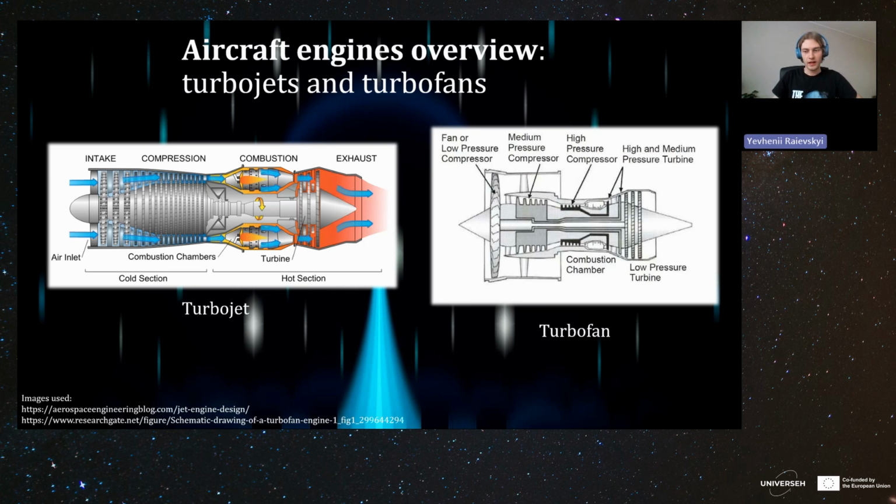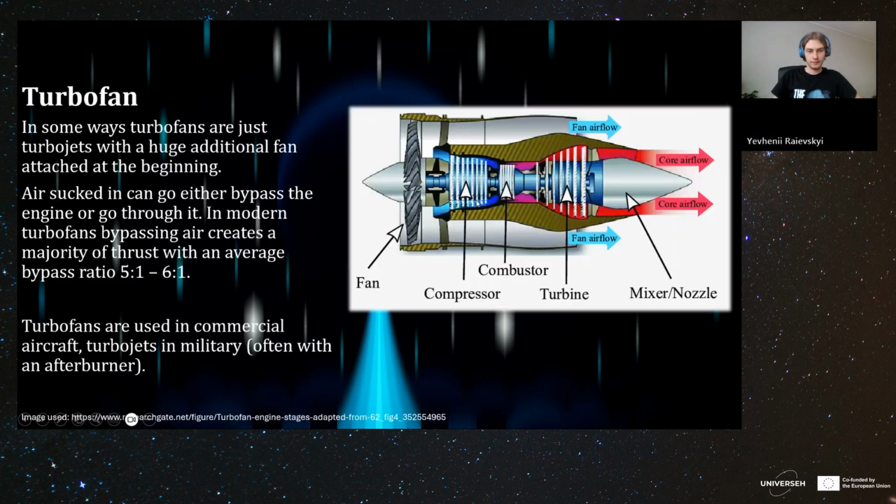deeply into this. And so turbofans, at the right side, are basically, simplifying, the same as a turbojet, but with the addition of a huge fan, located in front of the compressor of the main engine. This turbofan works very similarly, but also a bit differently.